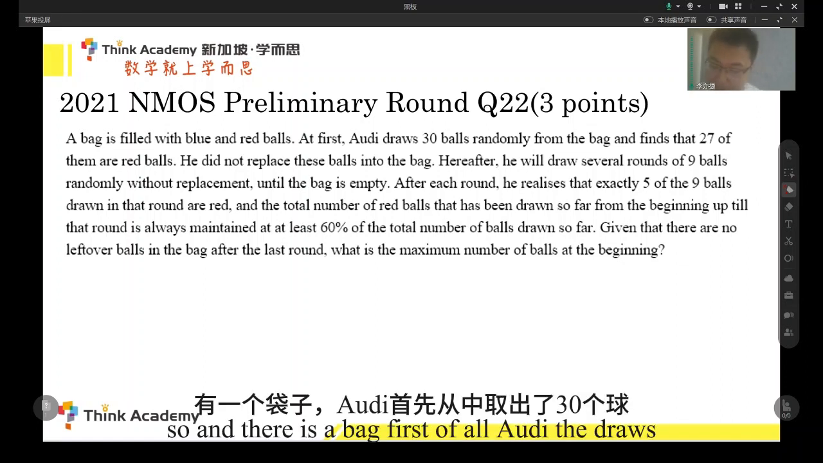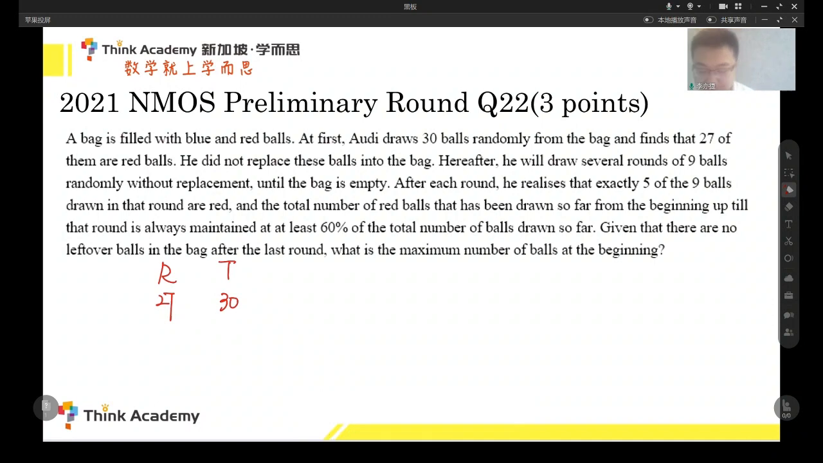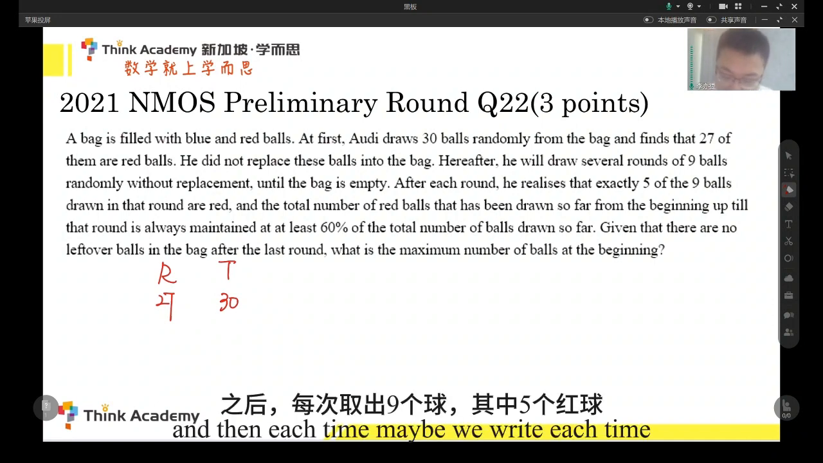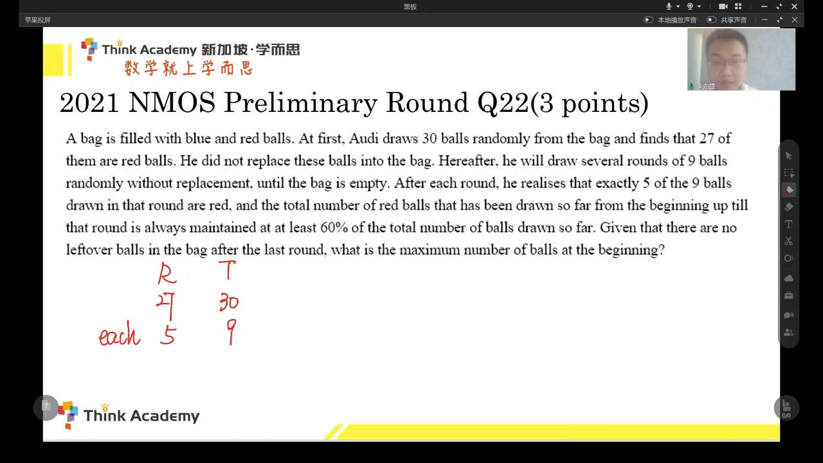So, there is a bag. First of all, draw 30 balls, and there are 27 red balls in here. We can write it down. And then each time, he draws 9 balls out with 5 red balls.